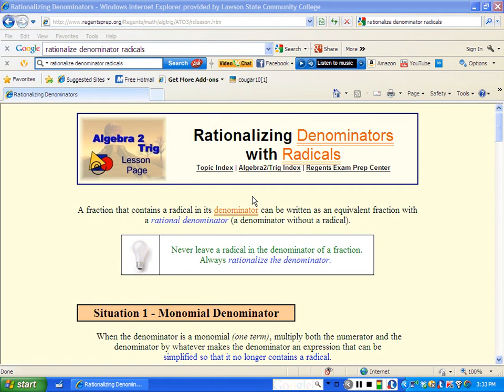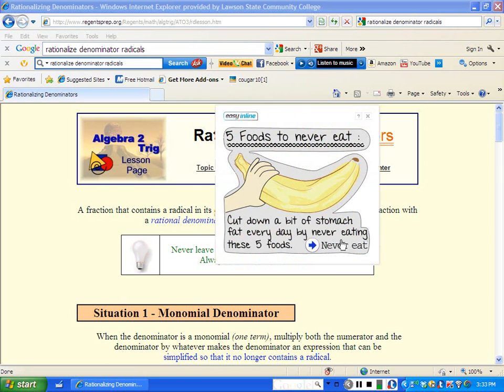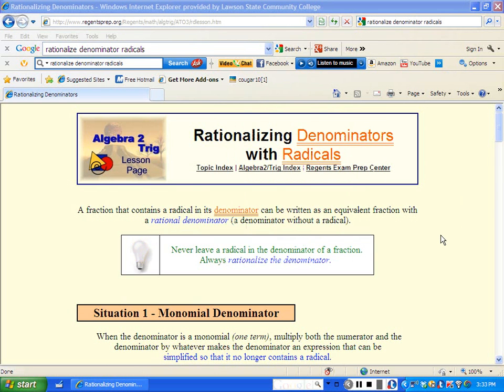It says a fraction that contains a radical in its denominator can be written as an equivalent fraction with a rational denominator, a denominator without a radical. It says never leave a radical in the denominator of a fraction. Always rationalize the denominator.